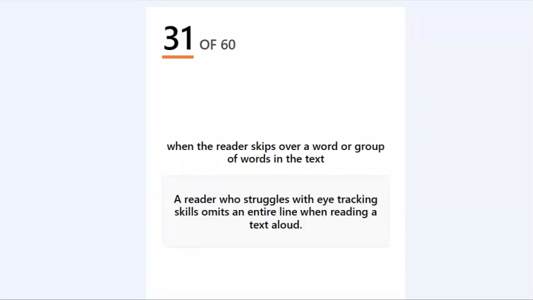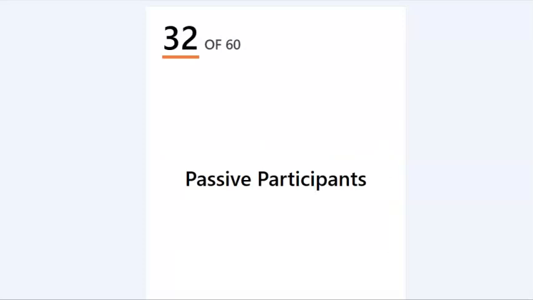Miscue omission. When the reader skips over a word or a group of words in the text. A reader who struggles with eye tracking skills omits an entire line when reading a text aloud.